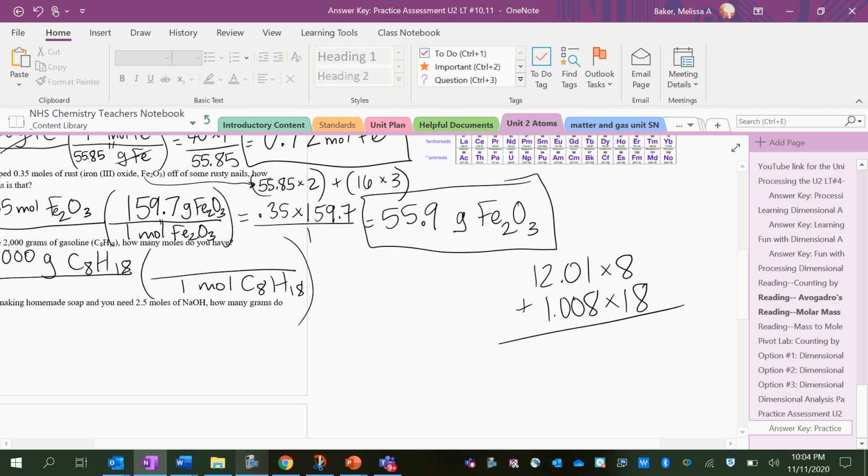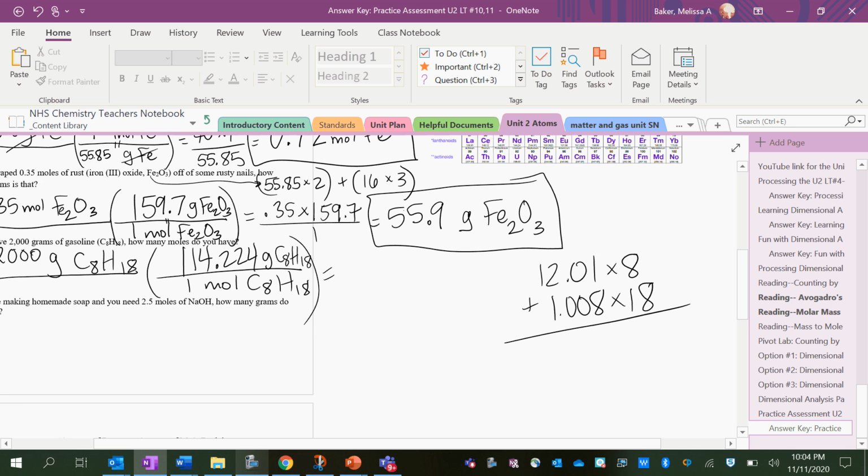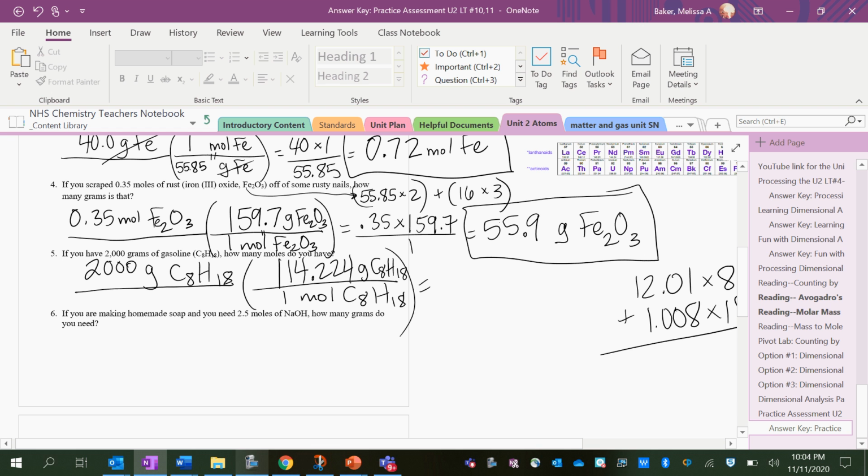I get a total of 114.224 grams of C8H18. So now I have to do that times 2,000, because those are both on the top. And I would have 2,000. Oh, look what I did. My units don't cancel out. Grams squared over moles. Oh, I must have made a mistake. Thank goodness for dimensional analysis.